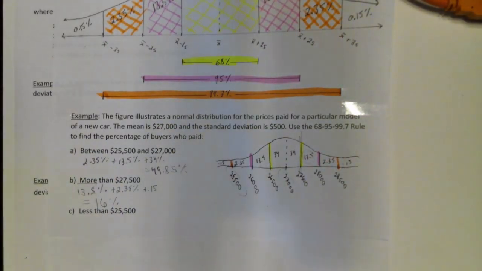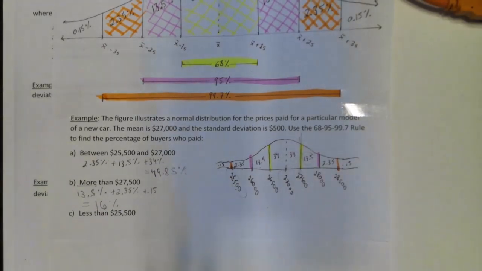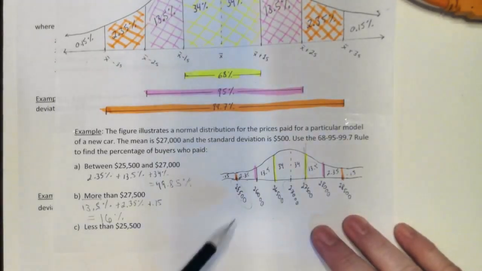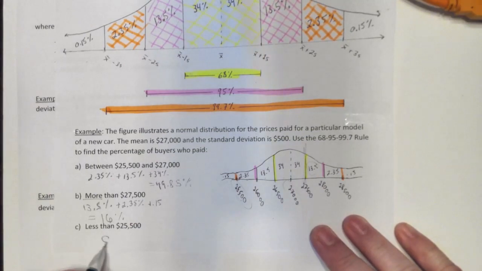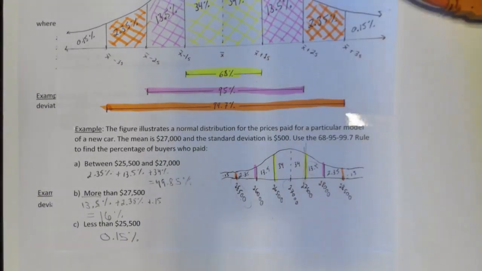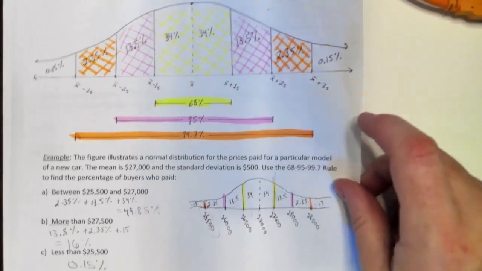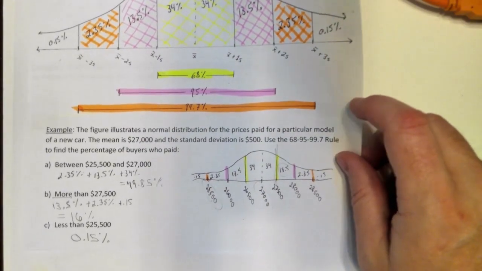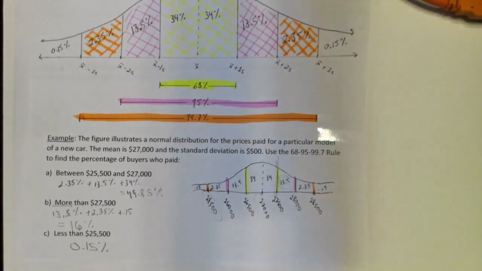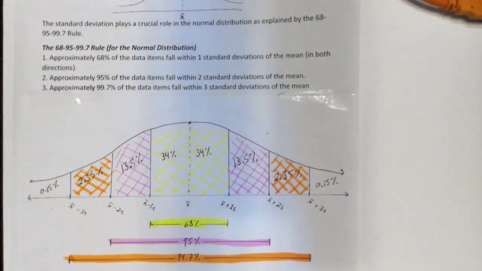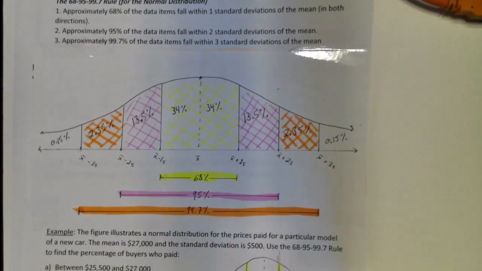And then lastly, less than 25,500, that's 3 standard deviations, so that's easily seen as 0.15%. Okay. And that's basically what this section is. Now we got some other questions that we got to discuss, but that's the meat and potatoes of this department, understanding that picture. Okay, so again, to be able to draw that, I would recommend drawing that myself.